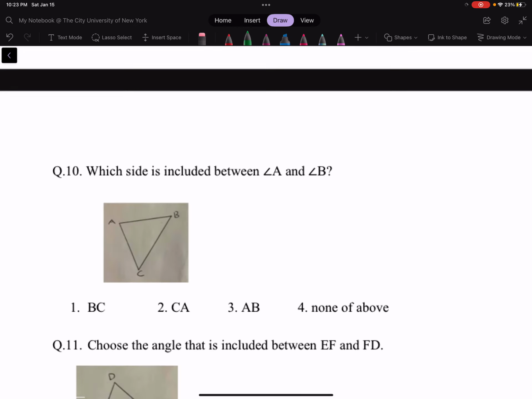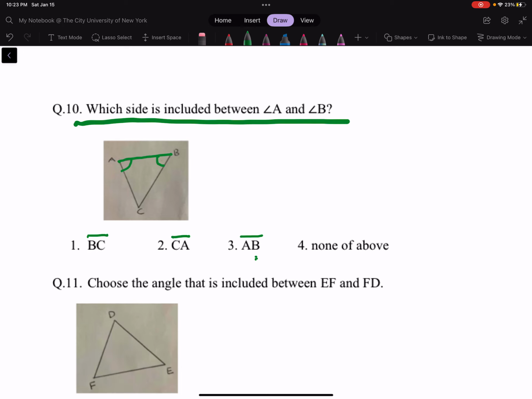And then in number 10, it says which side is included between angle A and B. Angle A is this one, angle B is this one. Within B and A, the included side is AB. There should be a line segment given over here, but because of technical difficulty I couldn't give it. During the test, you will have them like this. So obviously it's AB, and number 3 is the choice.